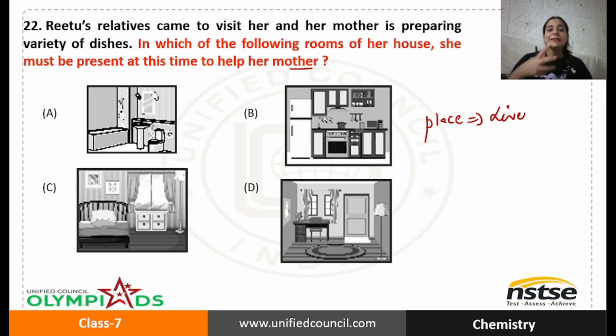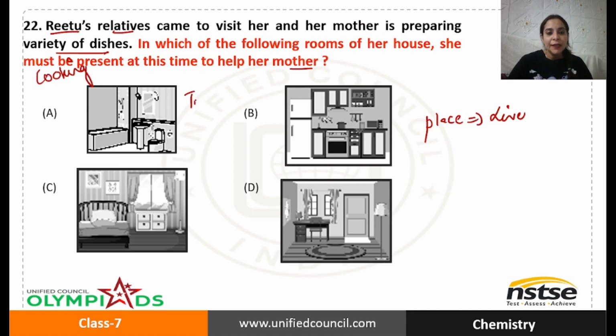And if your guest comes to visit your place, where do you ask them to sit? Yes, you got it right. We ask them to sit in the living area. And if you are cooking something, where do we cook? We cook in the kitchen. So here the question says Ritu's relatives were expected, and her mother is preparing a variety of dishes. That means she is cooking. What is she doing? She is cooking.